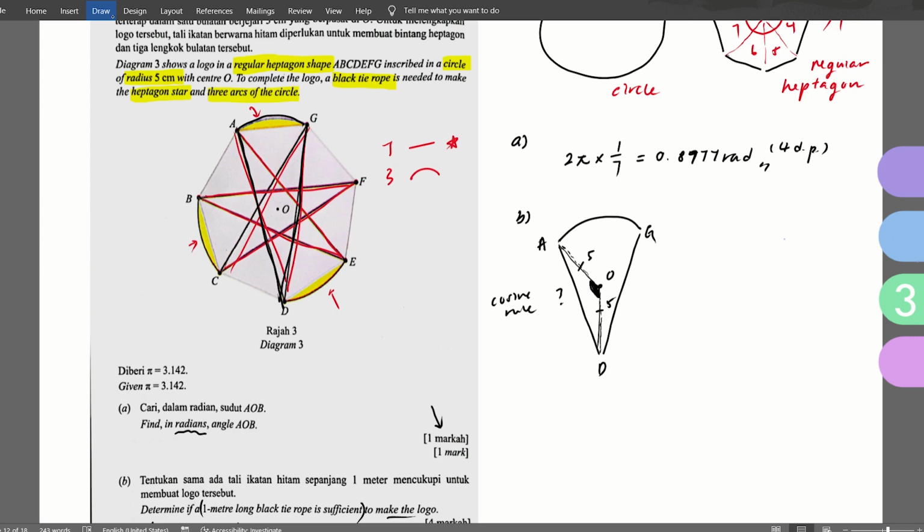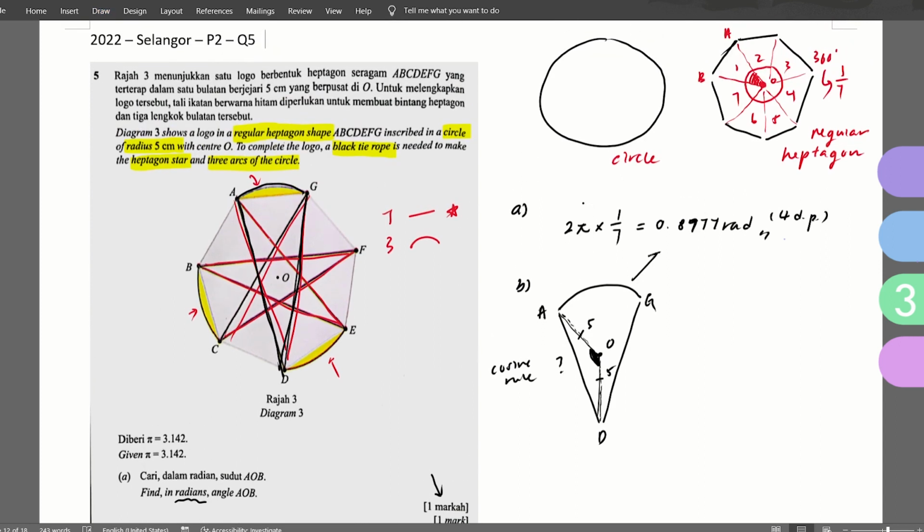So now we have to find this angle. So how do we find it? We can use back the view from the heptagon. So since D is here, this AD involves 3 areas from the whole heptagon.